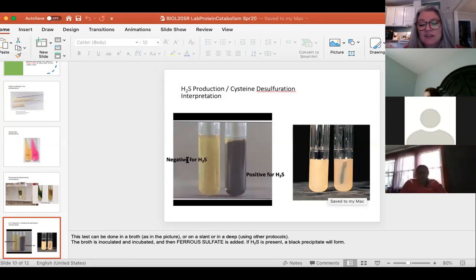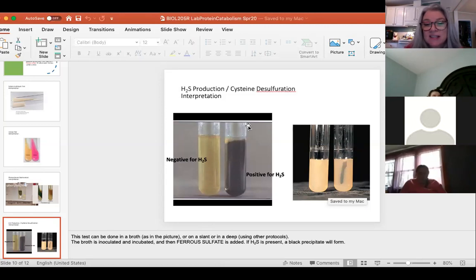So this picture on the left, these are broth tubes. And again, they've had cysteine added to them. That's the amino acid that contains sulfur. So this broth was inoculated, it was put into the incubator, and then when it came out of the incubator, we added this ferrous compound, this iron-containing compound called ferrous sulfate this time. And we look for this positive black color.